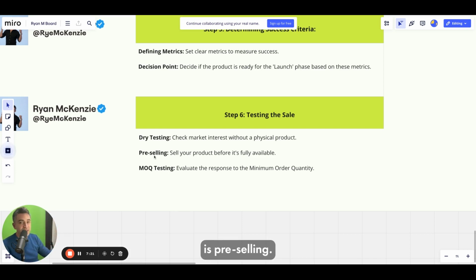Another method is pre-selling. This is where you tell them that they can get the product. There's going to be a bit of a delay, but they're going to get it around XYZ date. You can do that through a direct-to-consumer website, through the website or the web page that you built earlier, or you can use a platform like Kickstarter or Indiegogo.